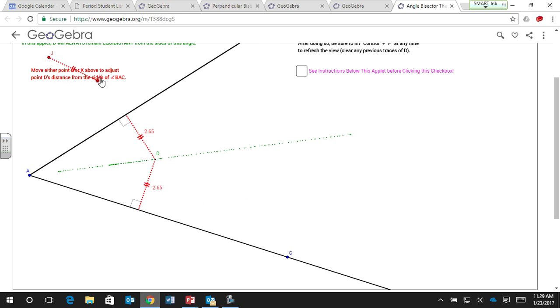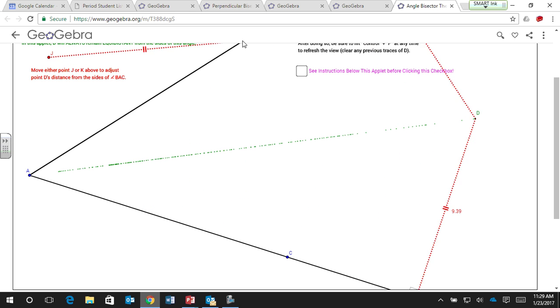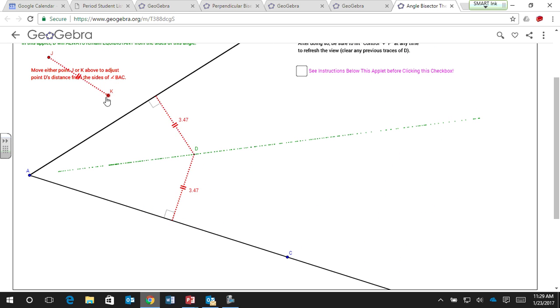So D is being traced, and notice that it's leaving this little batch of color, right? Okay, and all this while we've got the same lengths. So far so good?